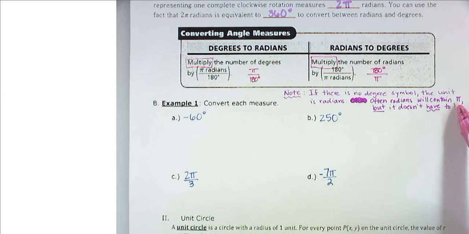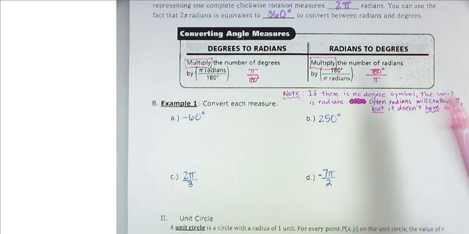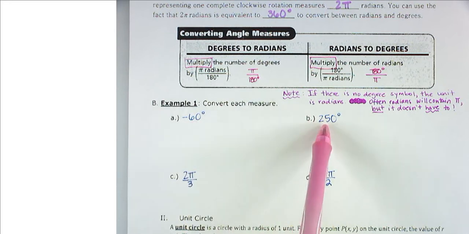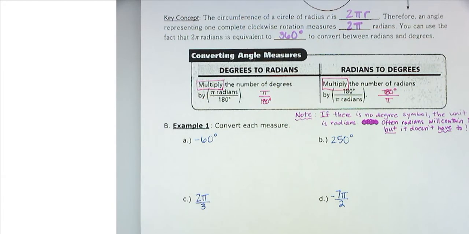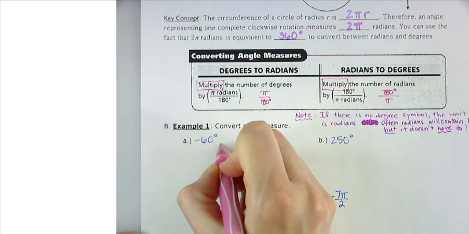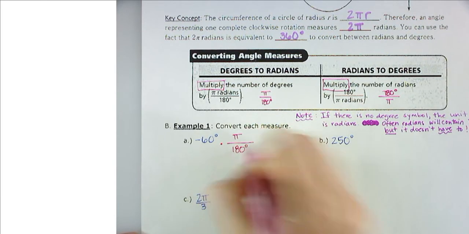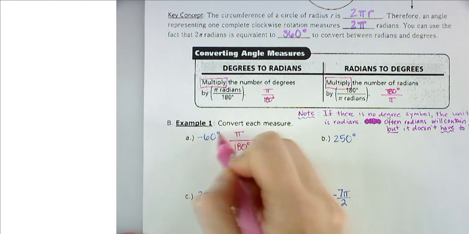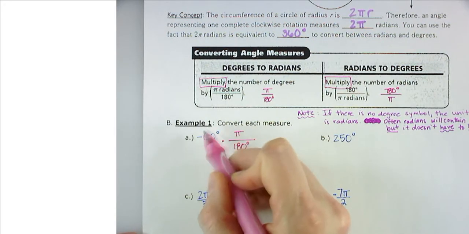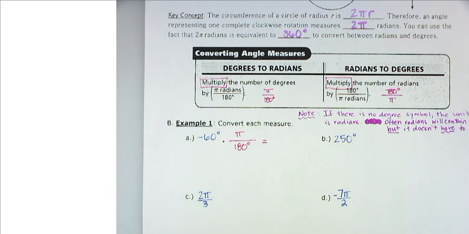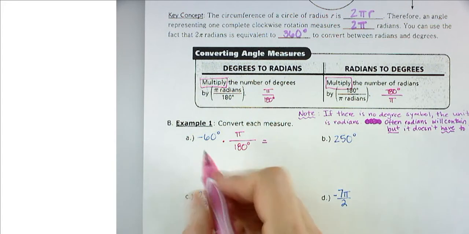We are going to convert negative 60 degrees, 250 degrees, 2 pi over 3, and negative 7 pi over 2. If it is in degrees, then we multiply by pi over 180. If you have a unit on the top and the unit on the bottom, those cancel each other out, and that's why you're left with the radian value. Really what we're doing here is just reducing this fraction. When you multiply the fraction, this just becomes negative 60 pi over 180.